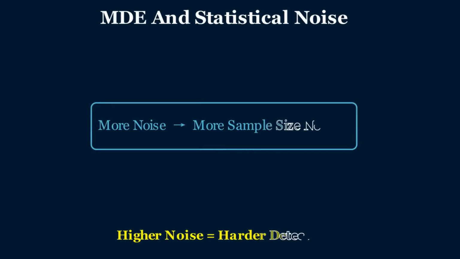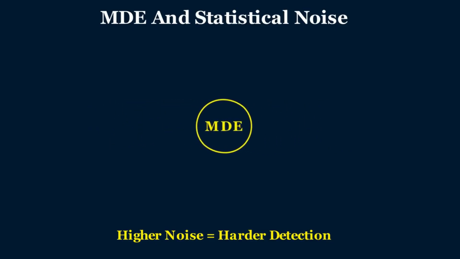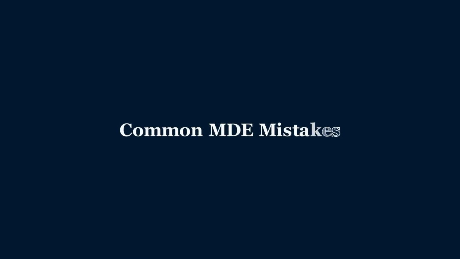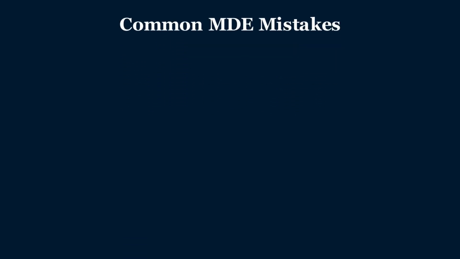So, highly noisy systems usually require much larger sample sizes to detect the same MDE. MDE is never isolated. It always interacts with variability, power, alpha, and sample size. And when analysts misunderstand these relationships, experiments often fail before they even begin.